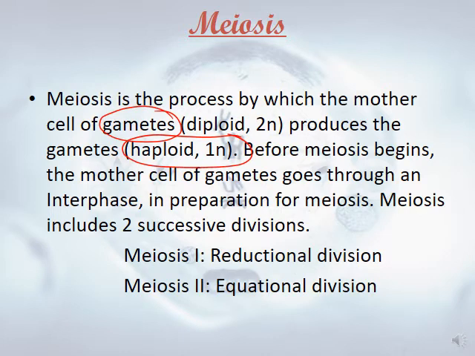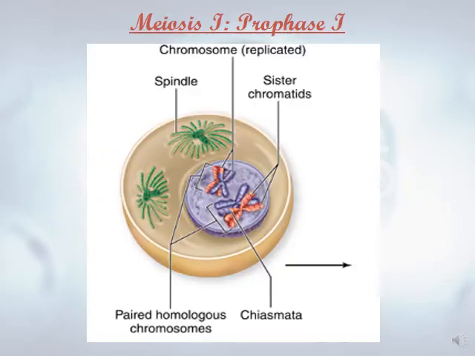So before meiosis begins, the mother cell of gametes goes through an interphase in preparation for meiosis. Meiosis includes two divisions. We have meiosis 1 and meiosis 2. Meiosis 1 is called reductional division, and we will see why it's called reductional. And meiosis 2 is called equational division, and also we will see why it's called equational.